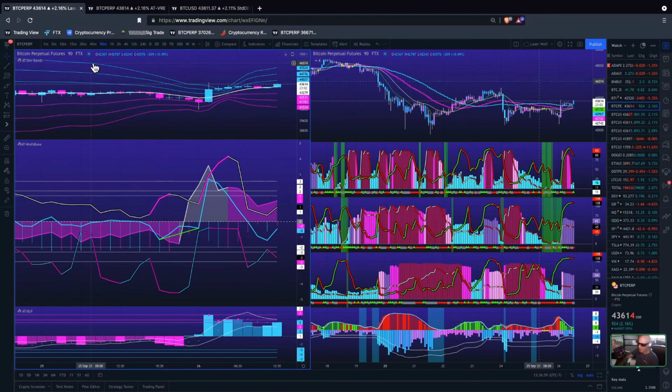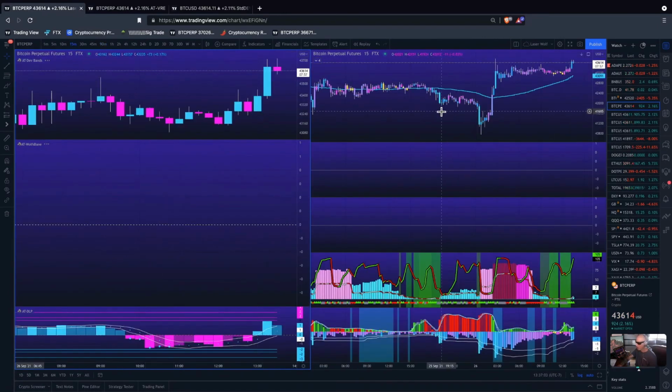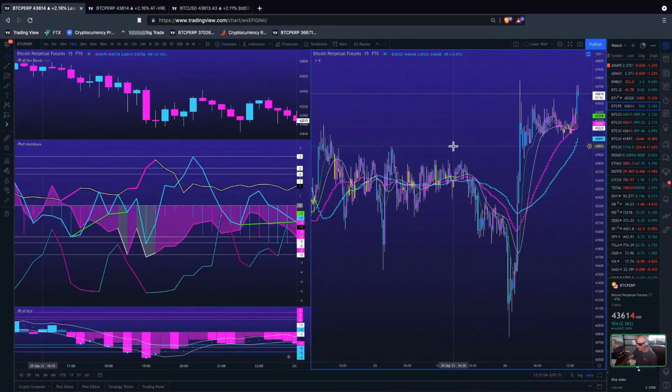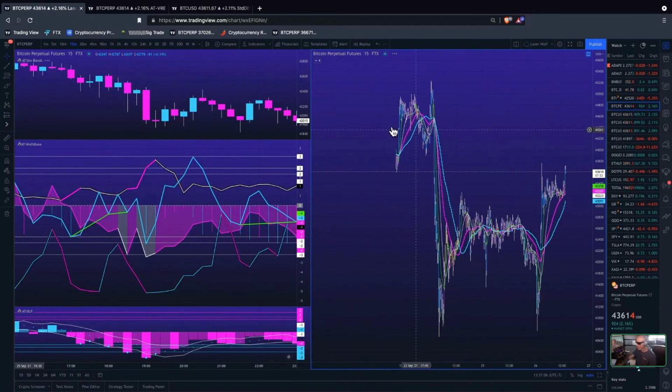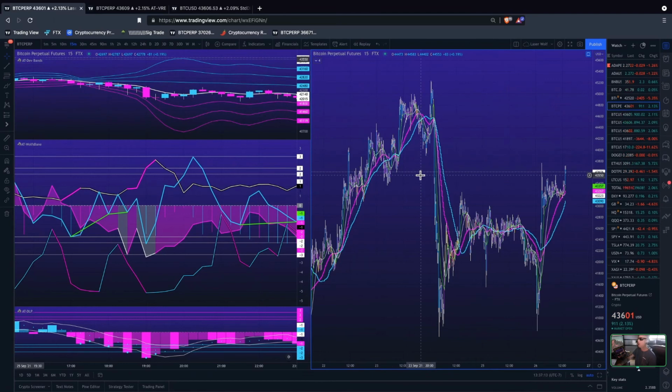You drop down on the 15-minute chart, and you think they're just sitting in these positions? They are trading up, down, up, down, up, down. Repeat, repeat, repeat. All right? Wash, rinse, repeat. That's what these guys do.